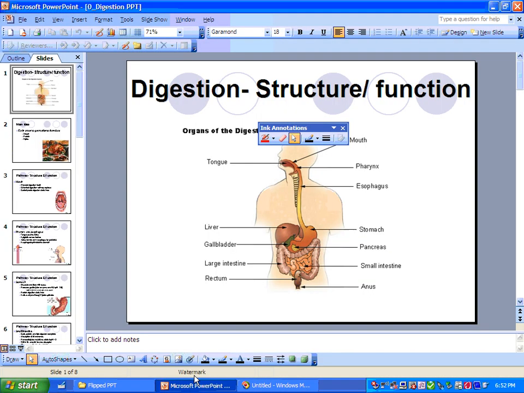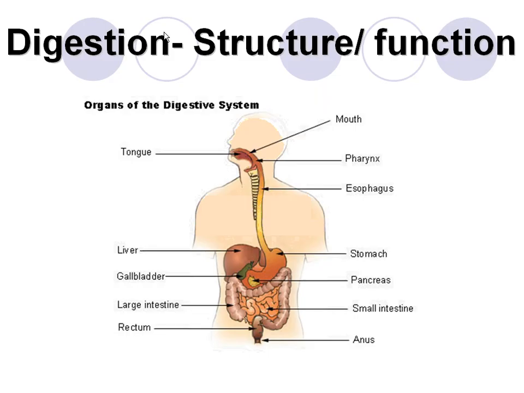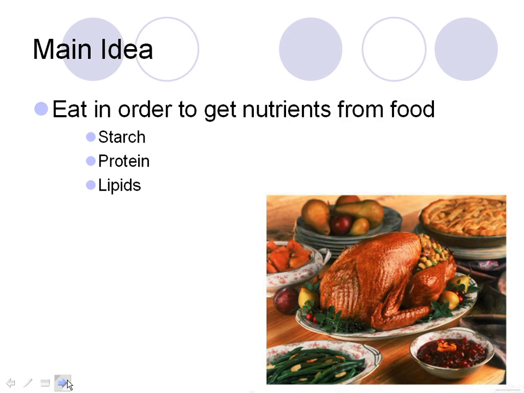Hello everyone, so this is our first flip lesson we're going to try out. It's all on digestion, structure, and function. We're going to start off with the big main idea here, and the main idea is why we eat. We eat in order to get nutrients from our food.